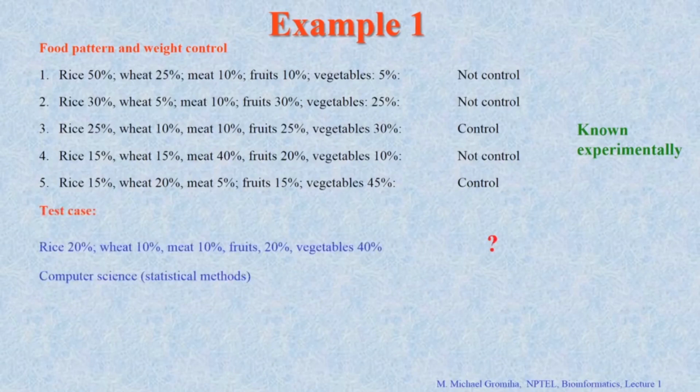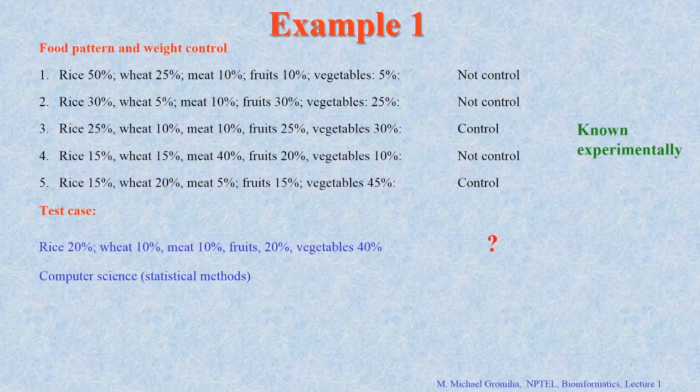So, now I have a test case. Okay, this is a test case. Another one consumes 20% rice, 10% wheat, fruits 20%, meat 10%, vegetable 40%. Right. So, now the question is, is it controlled or not? What is the answer? It is controlled, right? It is correct. So, why is it controlled? How do you know this is controlled? Can you tell one example?